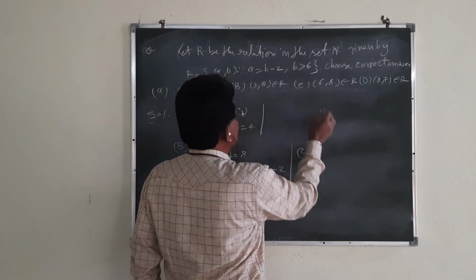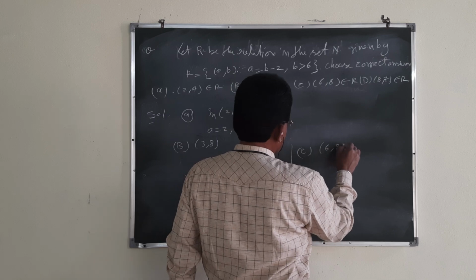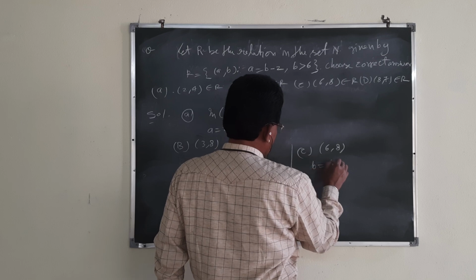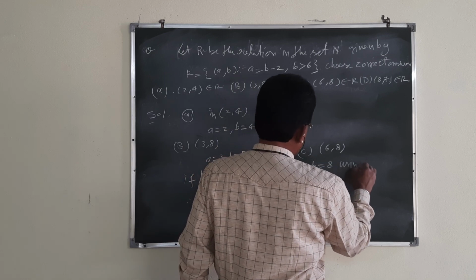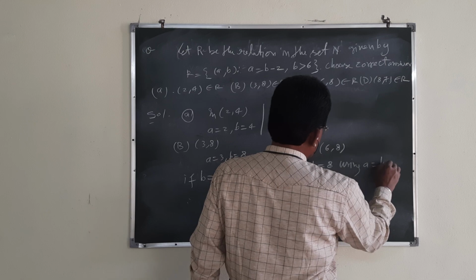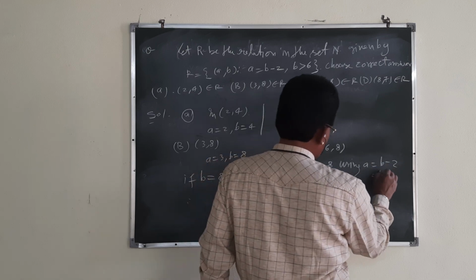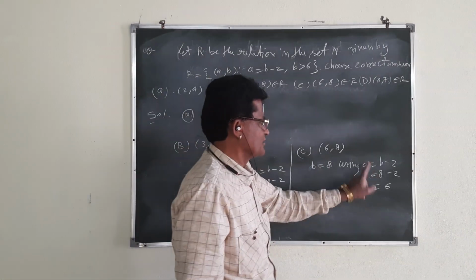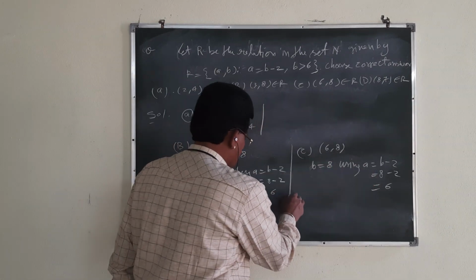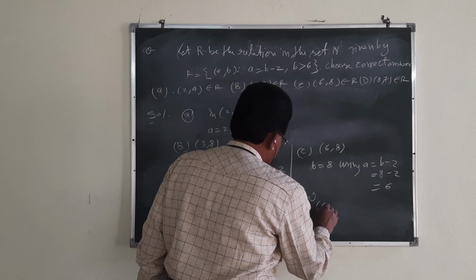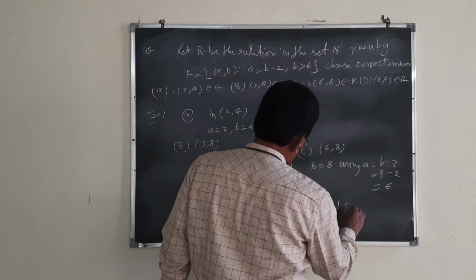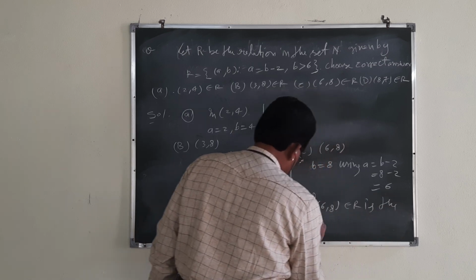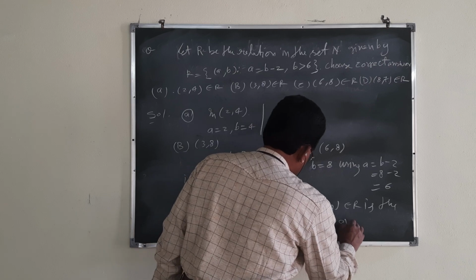Next option, let me take the C option. In the C option, it is given (6, 8). Here b is given as 8. Using the condition given over here, find out the value of a, b minus 2. That is 8 minus 2, that will be 6. Okay, it is correct because a is equal to 6. This option is correct. Now you can say that (6, 8) belongs to R is the correct answer.